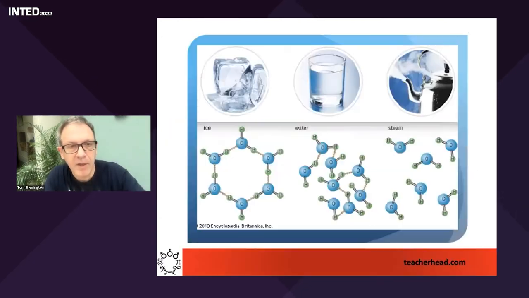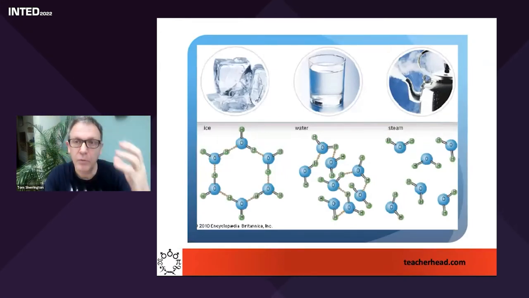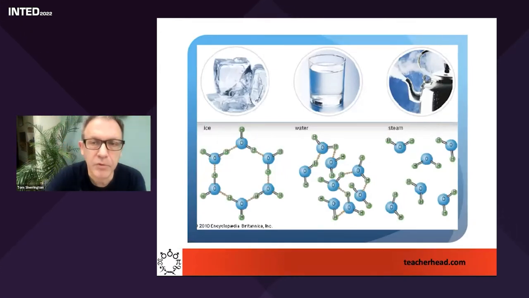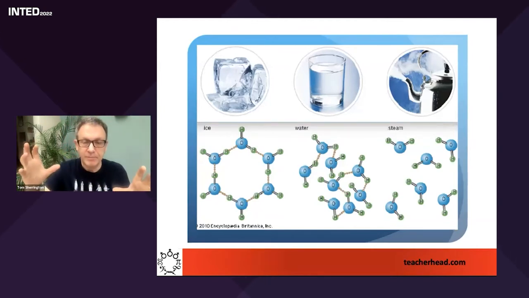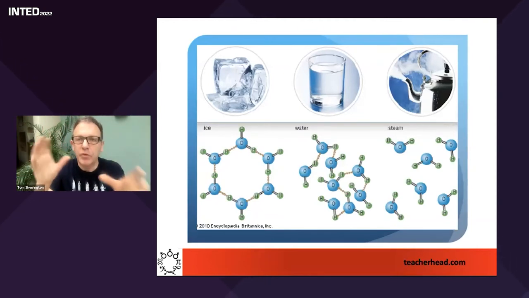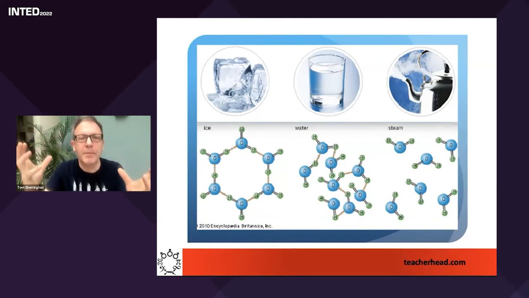It also applies to things like models. When we're talking about conceptual models, the models can be models of examples, but it can be models of, so ice, water, and steam, how do I visualize what's happening?